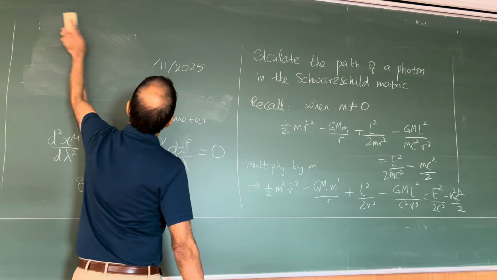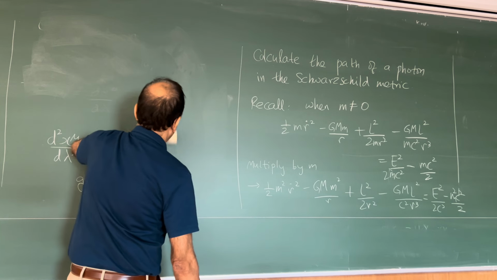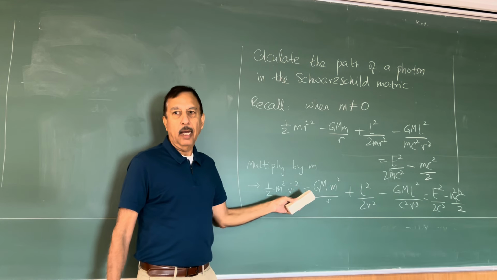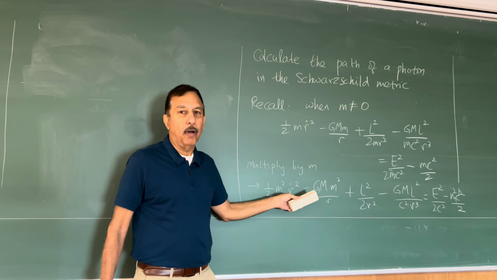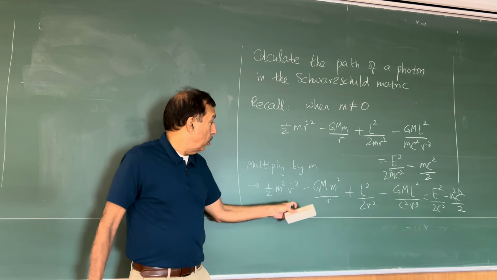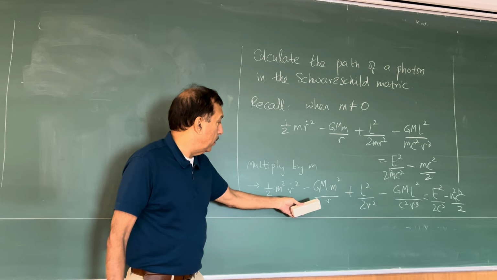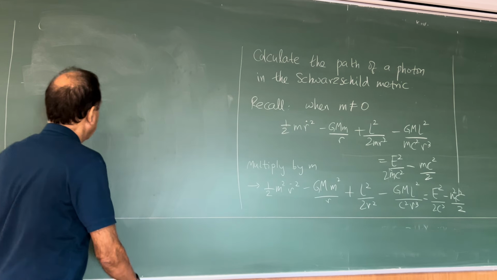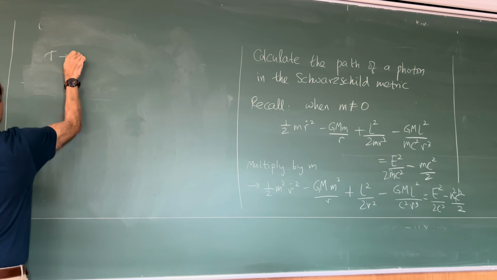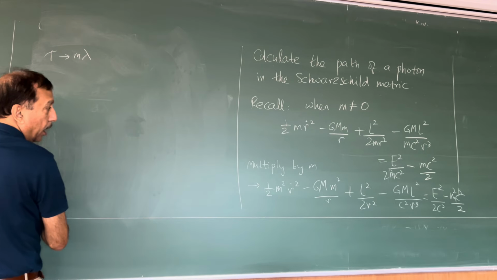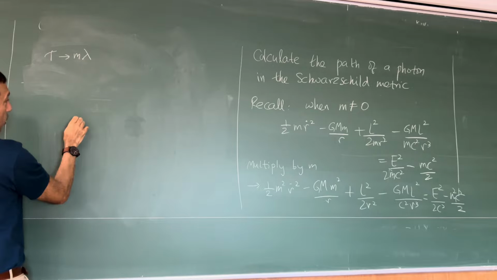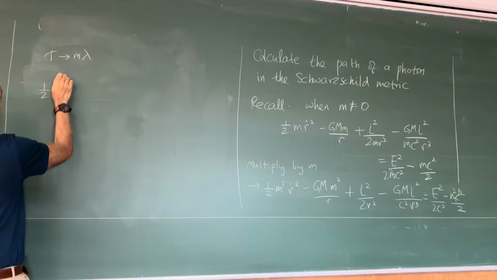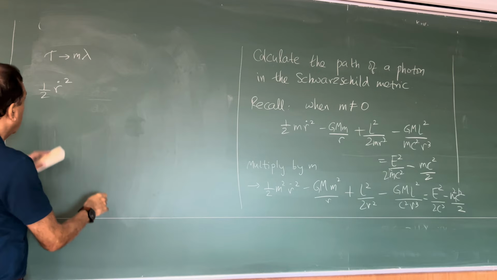So let's do the following. We are free to rescale the parameter. Remember, this was all done with proper time, and that is why this confusion. This dot is proper time. So what we are going to do is replace the proper time by a parameter which is m times lambda. So tau goes to m lambda. In that case, the first term becomes half r dot squared, where this dot is with respect to lambda.